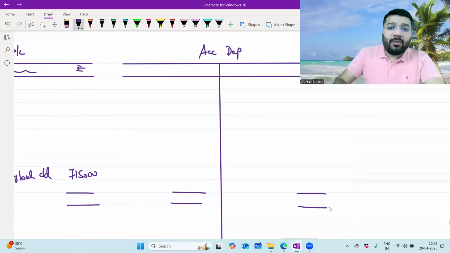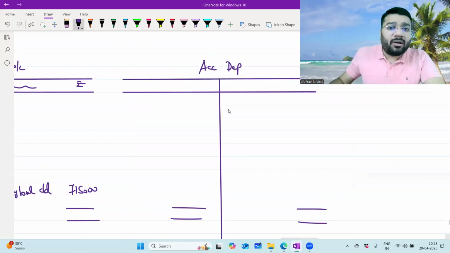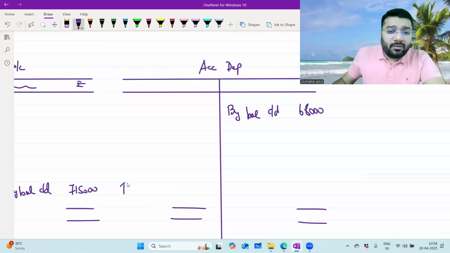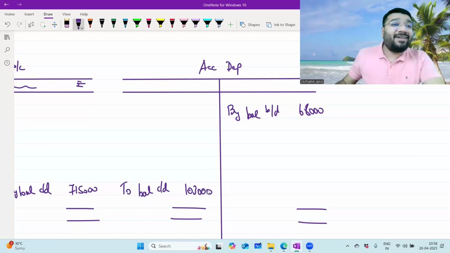What is the opening balance of accumulated depreciation? 68,000. Which side? Debit side only, no? Credit side. By balance brought down 68,000. To balance carried down how much? 1,03,000.